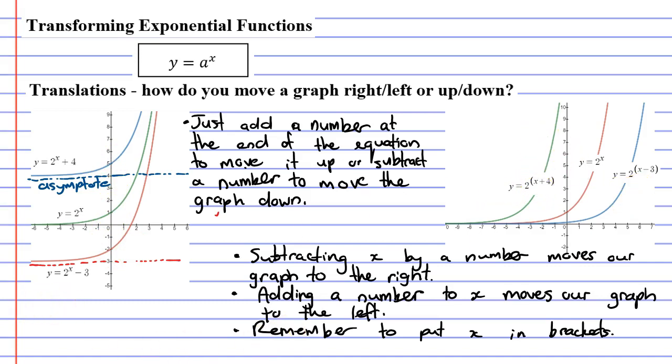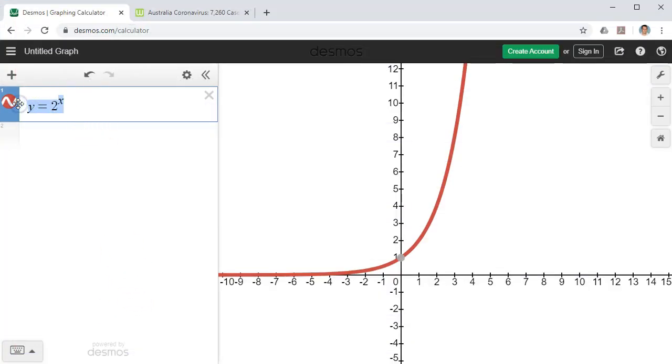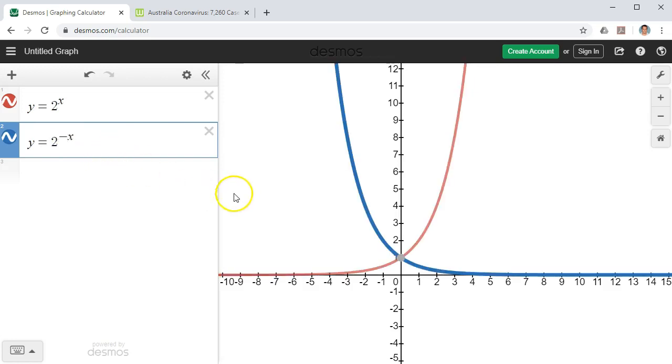The last transformation we're going to talk about is known as a reflection. And we're going to talk about reflecting the graph over the x or the y-axis. So we'll bring Desmos up, and we're going to copy the exact same equation, and we're going to change it somehow. All I'm going to do is put a negative in front of my x. And you'll see that our new blue graph is a reflection of the red graph over the y-axis. So putting a negative in front of x will cause this reflection.